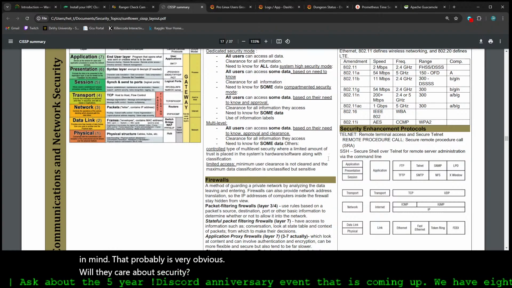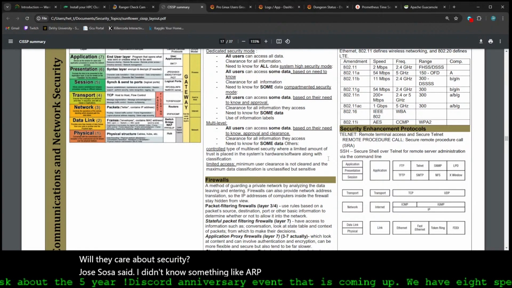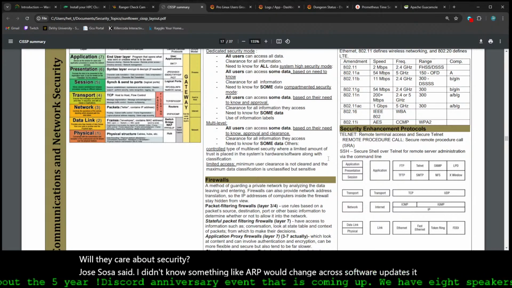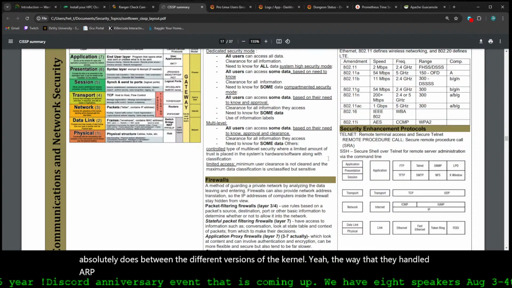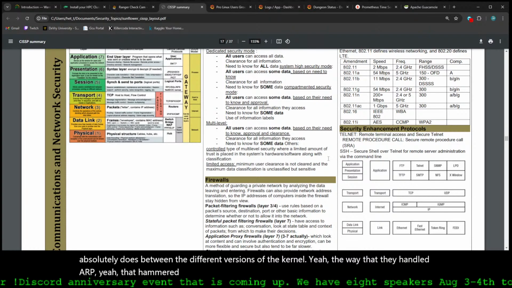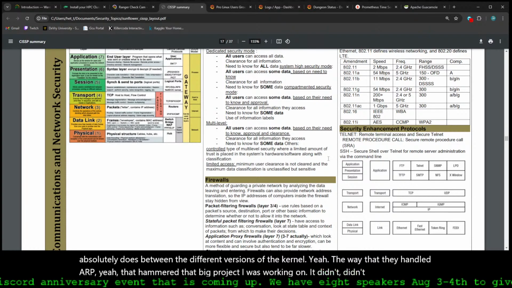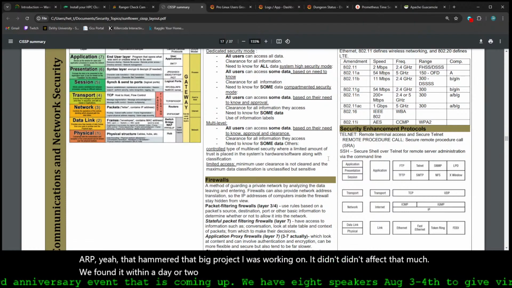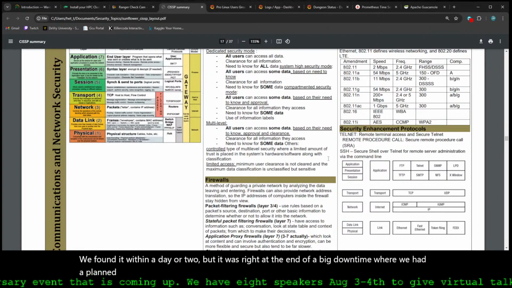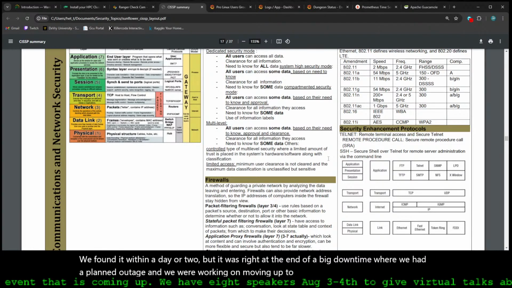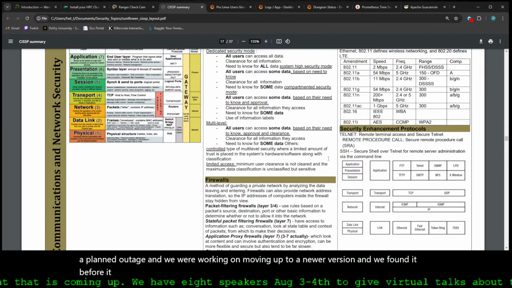Jose Sosa said, I didn't know something like ARP would change across software updates. It absolutely does between the different versions of the kernel. The way that they handled ARP, yeah, that hammered a big project I was working on. It didn't affect us that much. We found it within a day or two. But it was right at the end of a big downtime where we had a planned outage and we were working on moving up to a newer version. And we found it before it became a major problem in the environment.